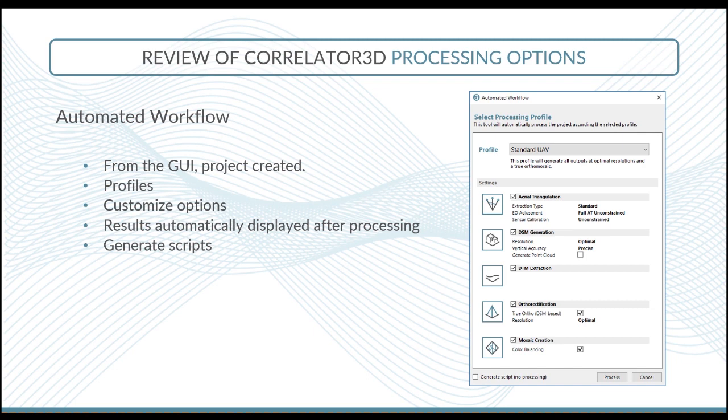So a second option in Correlator3D to process your project would be to use the automated workflow. The automated workflow is a little bit like the one-button automatic processing solution. This is something that can be good if you don't know too much about the workflow in Correlator3D and the different modules. That's a good way to start.